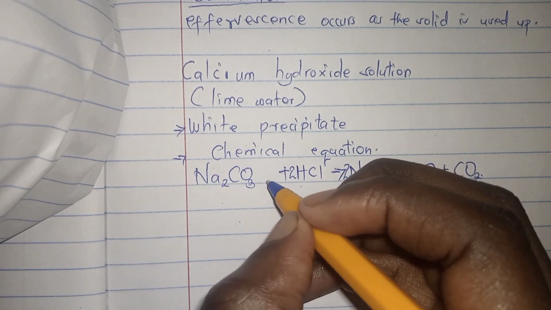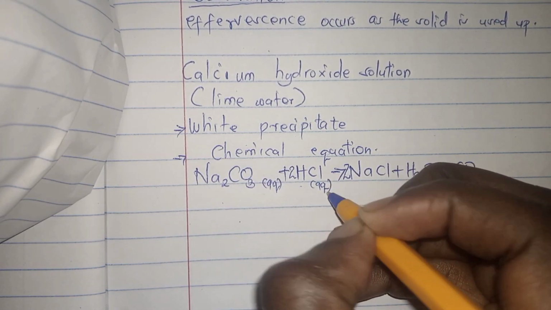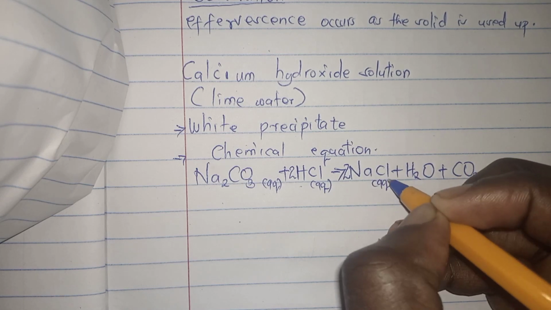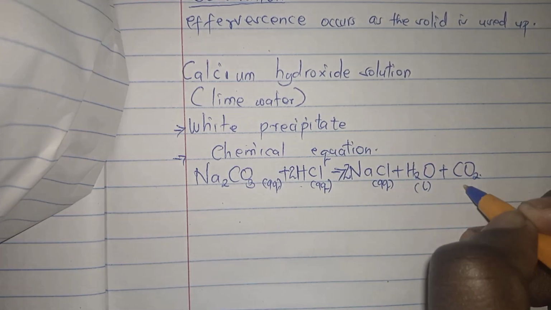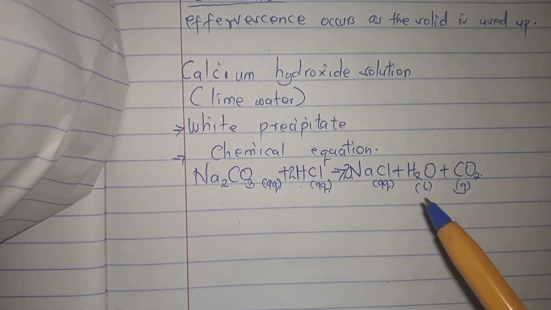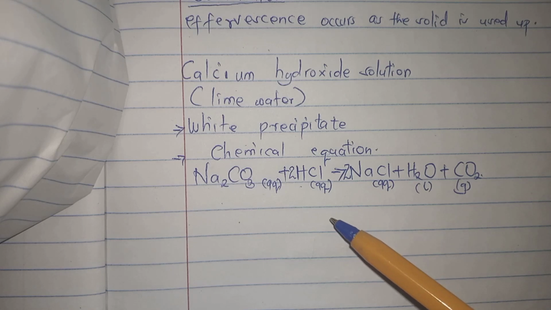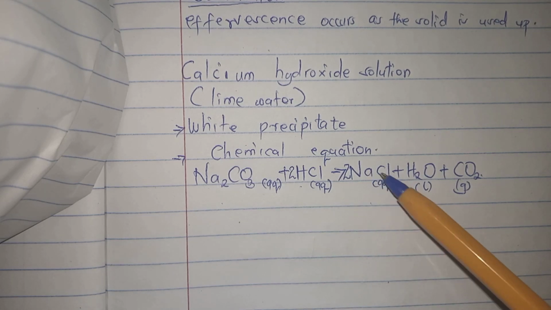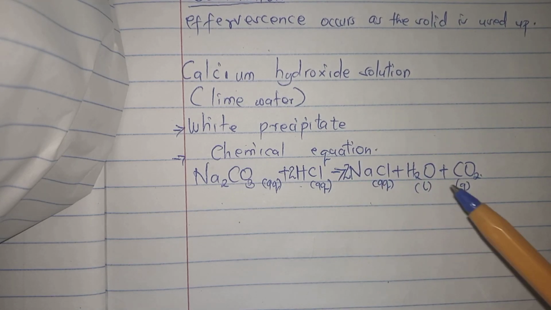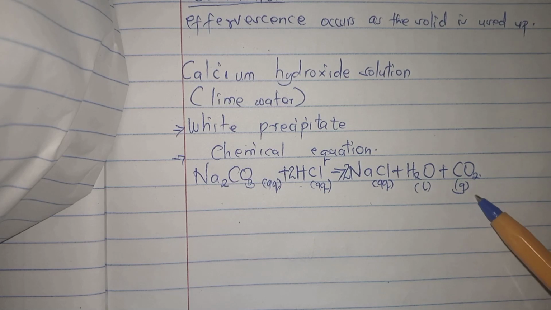So the state symbols: aqueous, water is liquid, carbon dioxide is a gas. So this is my chemical equation. When I'm reacting sodium carbonate plus hydrochloric acid, my result is a salt, which is sodium chloride, plus water, plus a colorless gas which is produced, known as carbon dioxide.